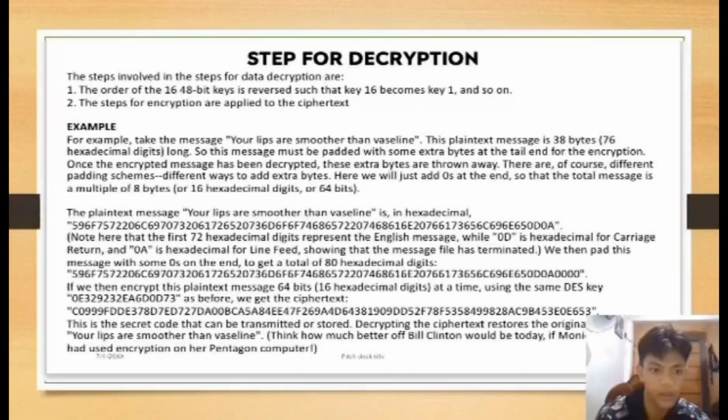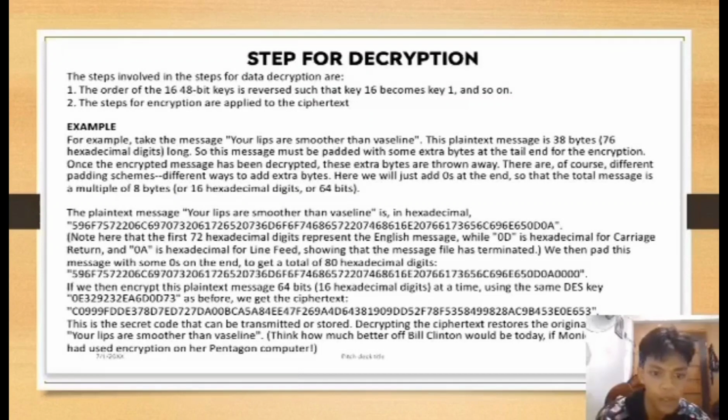Steps for decryption. The steps involved in data decryption are: number 1. The order of the 16 48-bit keys is reversed, such that key 16 becomes key 1 and so on. Step 2. The steps for encryption are applied to the ciphertext.